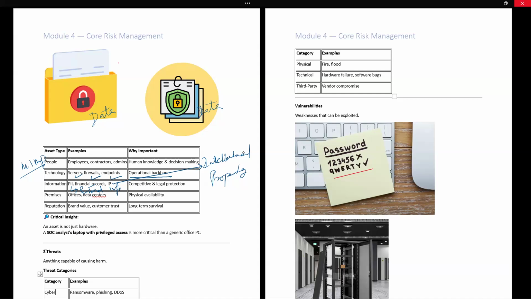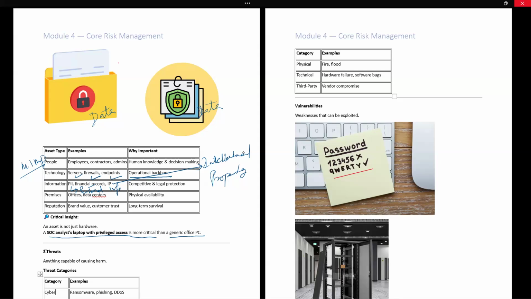So now let's take one example. A SOC analyst's laptop with privileged access is more critical than a generic office PC. Why? Any idea? Because the SOC analysts have privileged access, like to access databases, maybe logs, to check the logs. Yes, yes.